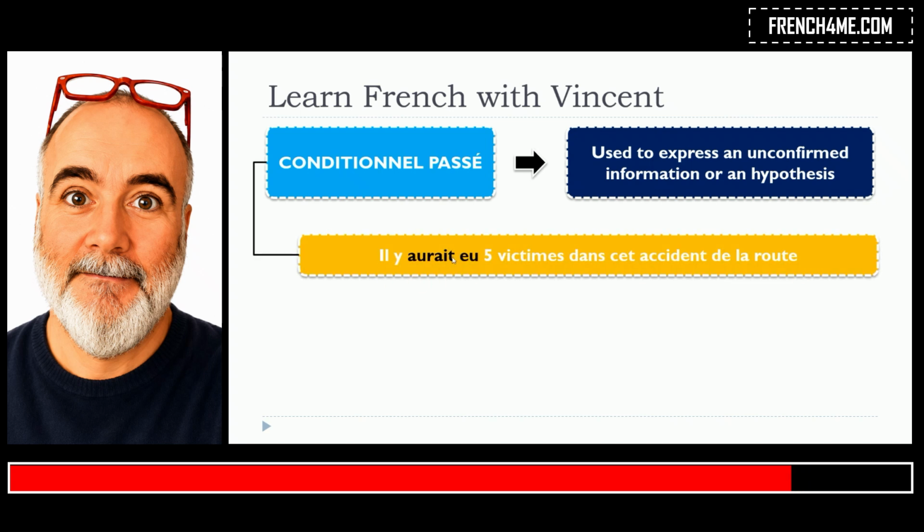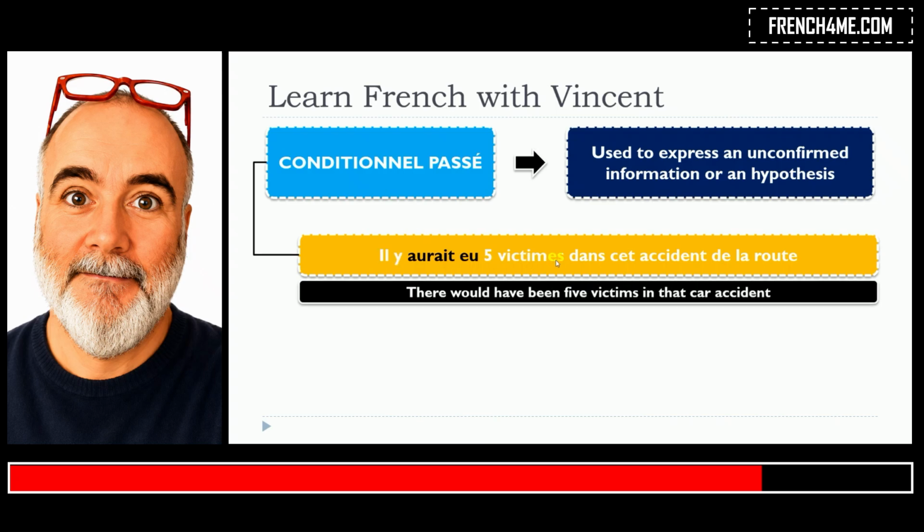First one, il y aurait eu 5 victimes dans cet accident de la route. So in that situation, as you can see, it's il y a, so it's the verb avoir here. The verb avoir is in the conditionnel passé. Conditionnel passé, remember, it's a compound tense. You will use avoir in that case. That should be in the conditionnel présent, aurait, and then you will put the past participle, eu. Il y aurait eu 5 victimes dans cet accident de la route.